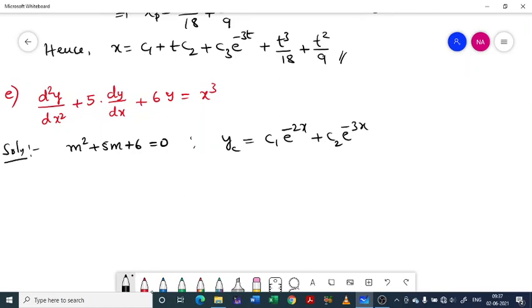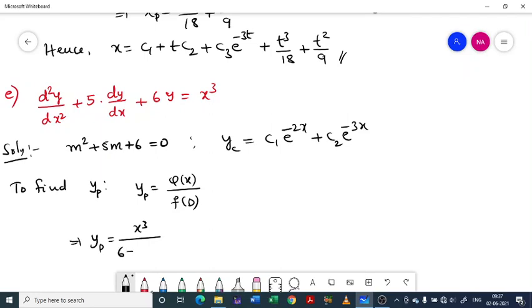Now to find yp. So yp is phi of x divided by f of d. So yp will be x cube divided by 6 plus 5d plus d square. 6 plus 5d plus d square.